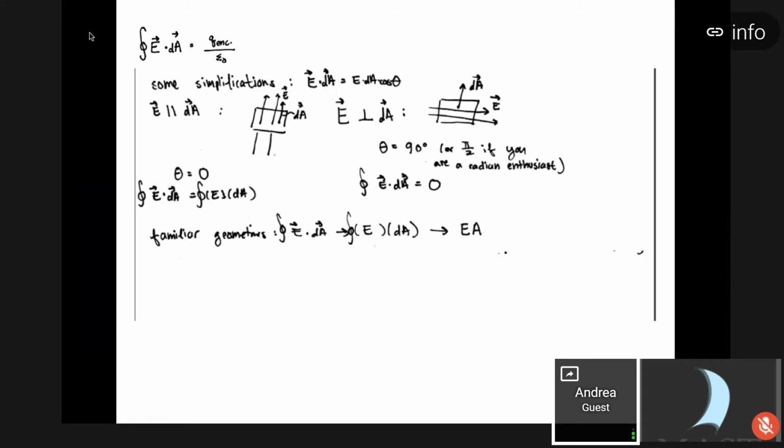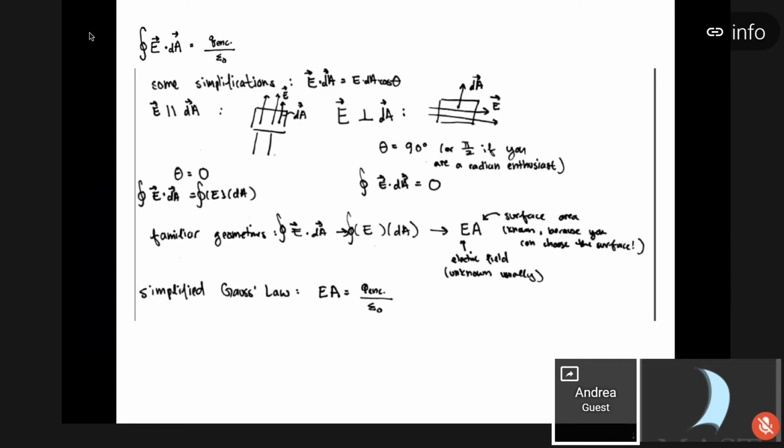So we don't actually need to break it down, we can just deal with it as a whole. So instead of this integral of E times dA, you actually just have E times A, where E is some unknown electric field, usually, and A is some surface area that you know because you chose the surface to make things easy for yourself. In that case, we now have a much simpler looking Gauss's law. E times A equals Q enclosed over epsilon naught.